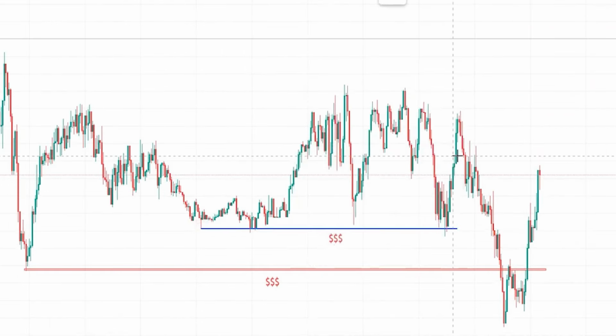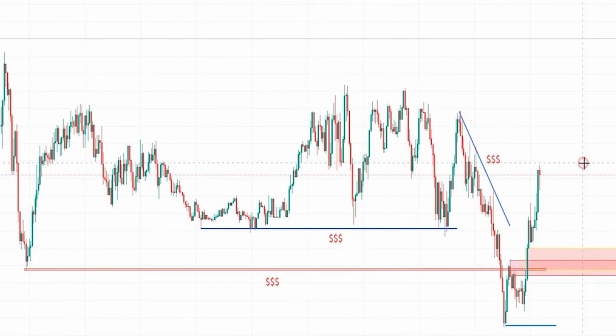Let's analyze the mitigation block and imbalance combination. On the left, we see a liquidity sweep in the form of swing lows and equal lows. At the top, trend liquidity is visible. Price cannot break the bottom low and instead impulsively moves upward. At this point, a mitigation block and imbalance are present.